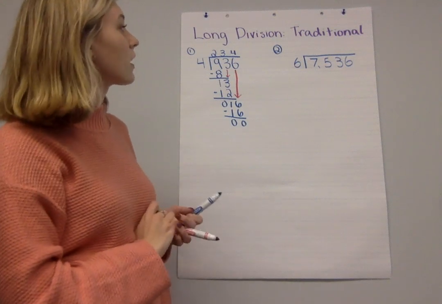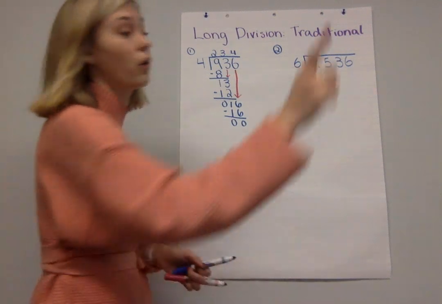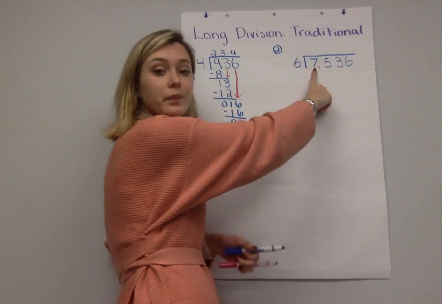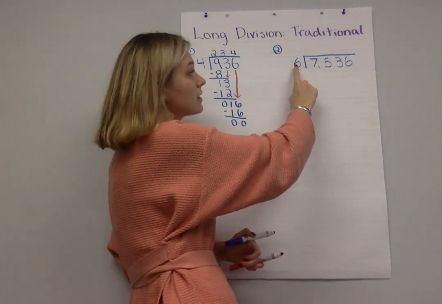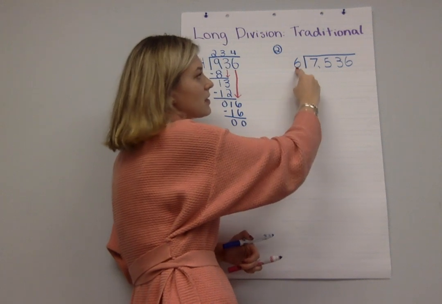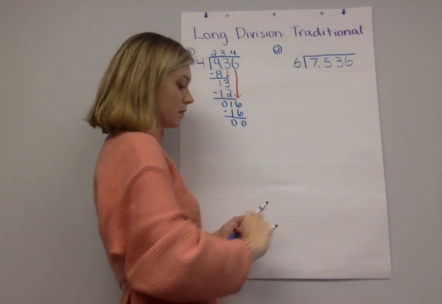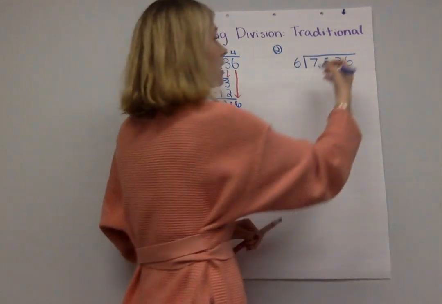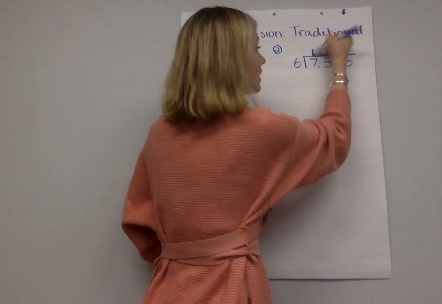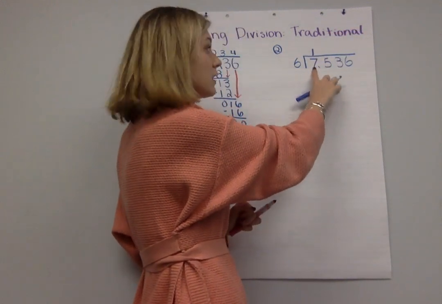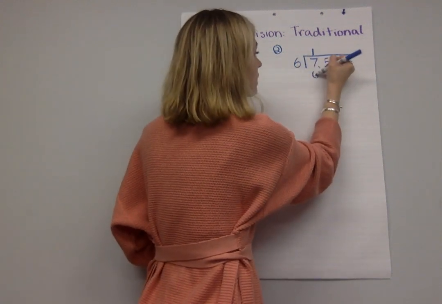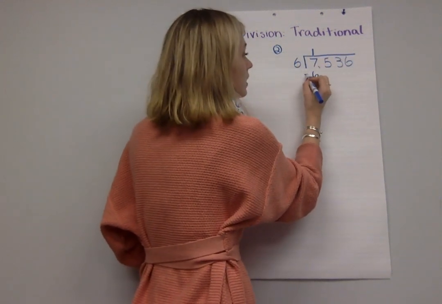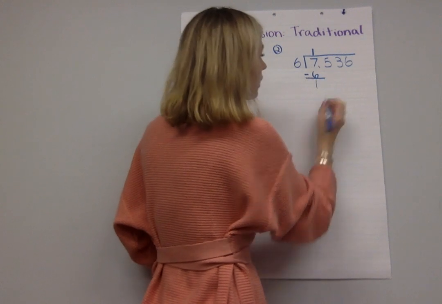It's the very first thing. I go to my biggest place value, 7, which is in the thousands. I see how many times 6 goes into 7. I know that it goes in once. So I'm going to write a 1 directly above the 7 to keep my place value in line. 6 times 1 is 6. 7 minus 6 is 1.